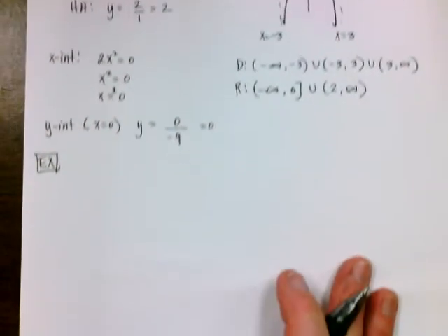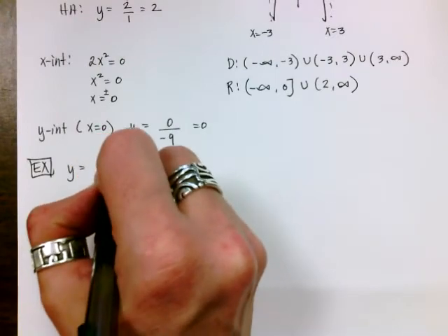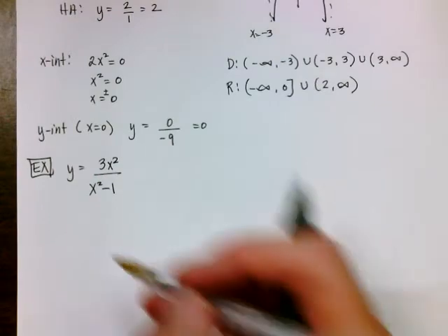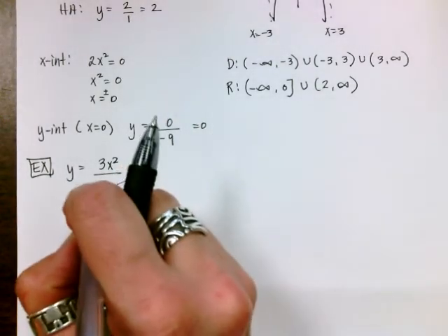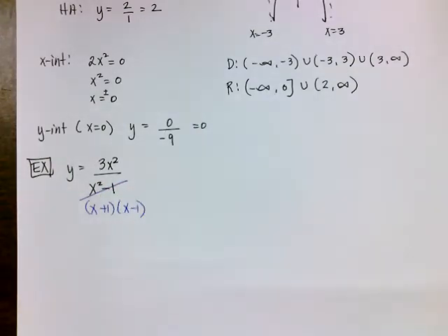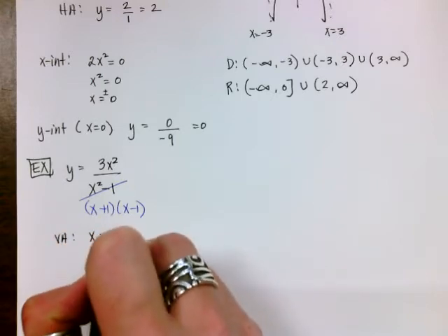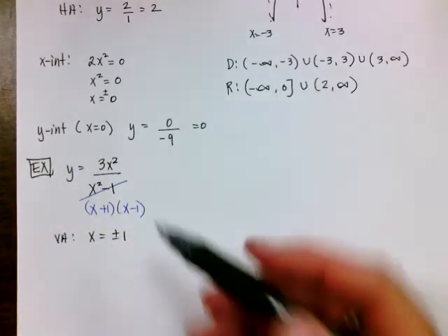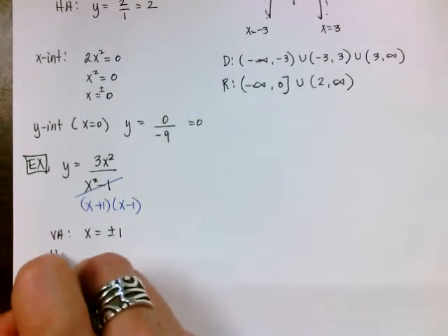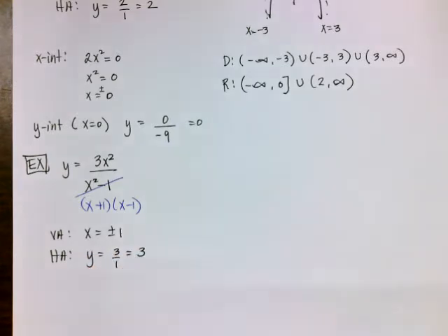Okay, so scoot my paper up a little bit. This time our equation is going to be y equals 3x squared over x squared minus 1. So the first thing that I'm going to do is factor x squared minus 1 to be x plus 1 and x minus 1. So I know that my vertical asymptotes are going to be x equals plus or minus 1. The degree is the same from the bottom to the top, so my horizontal asymptote is going to be y equals 3 divided by 1, which is 3.